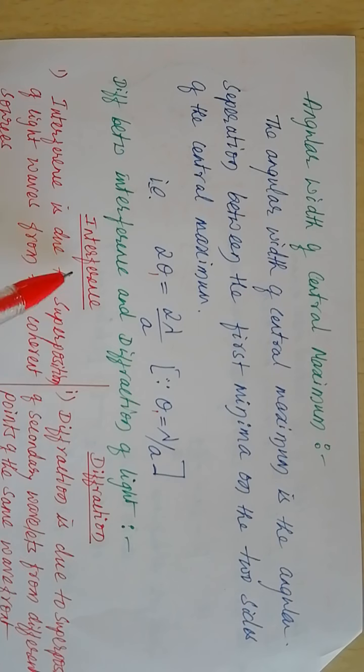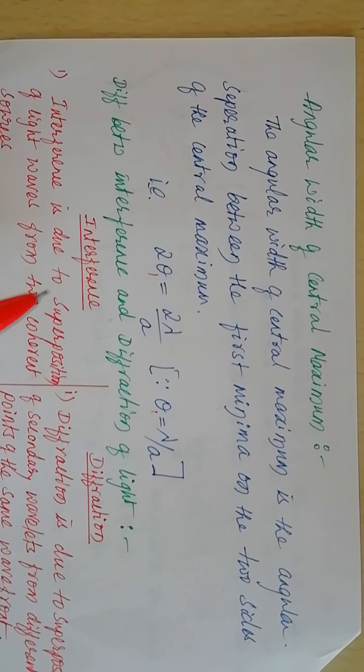So the first difference, interference is due to superposition of light waves from two coherent sources, whereas diffraction is due to superposition of secondary wavelets from different points of the same wavefront. Interference is superposition of wavefronts coming from two coherent sources, whereas diffraction is superposition of secondary wavelets coming from the same wavefront.